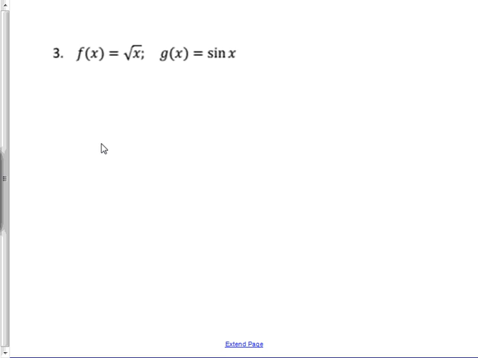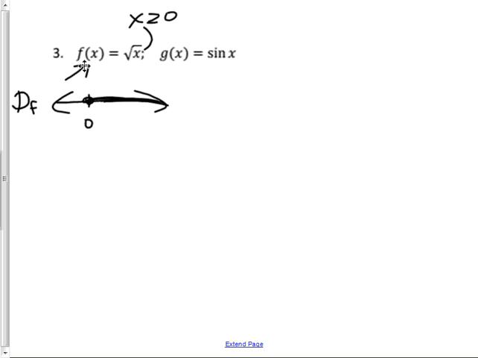The domain for this one is normal. You just say what's underneath the root there, x to be greater than or equal to 0. Okay, so I can do that in my sleep. Here's 0, greater than or equal to 0. That's an easy one. So the domain of F was easy.